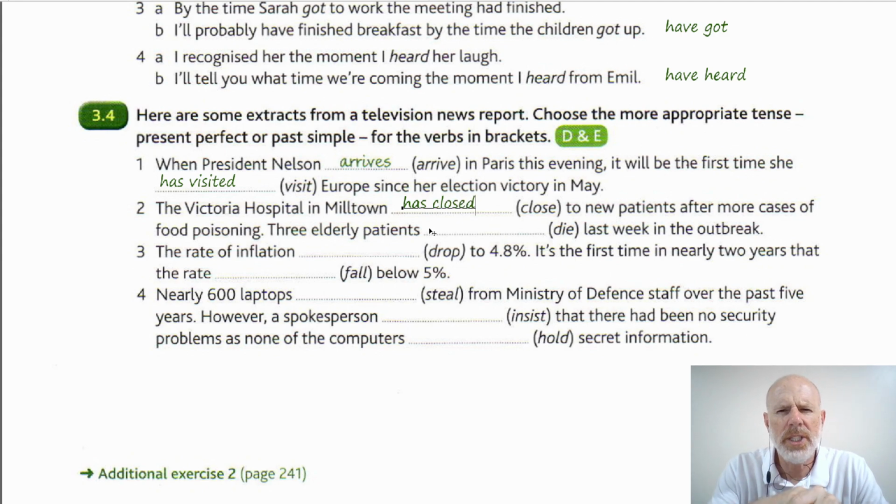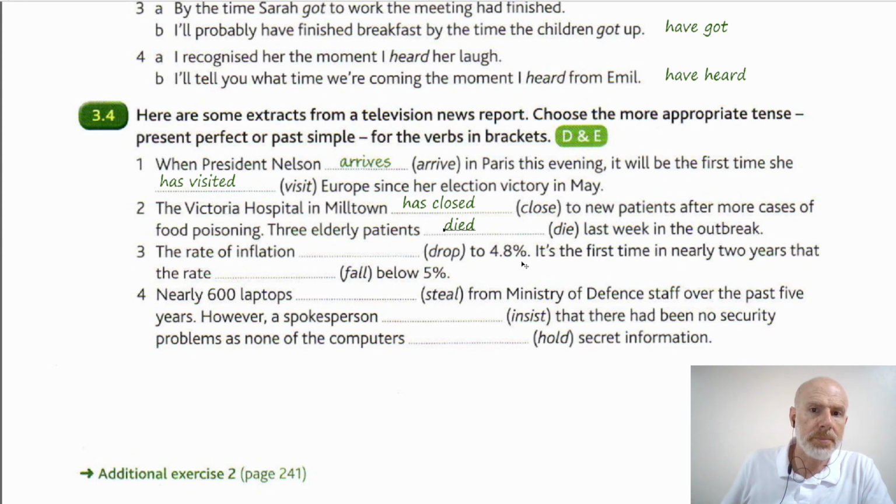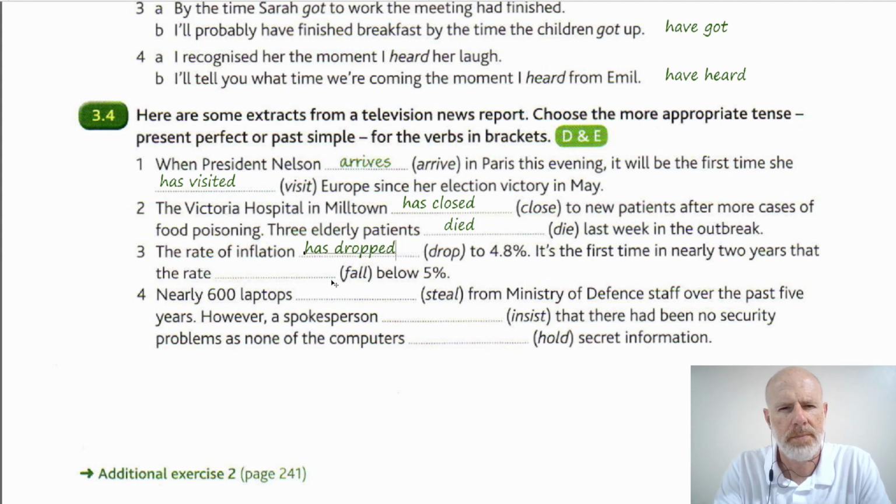Three elderly patients died last week in the outbreak. That's really sad. Died last week, right? The time is finished. The rate of inflation to 4.8% has dropped, right? Started dropping and now this is the result. Has dropped to 4.8%.